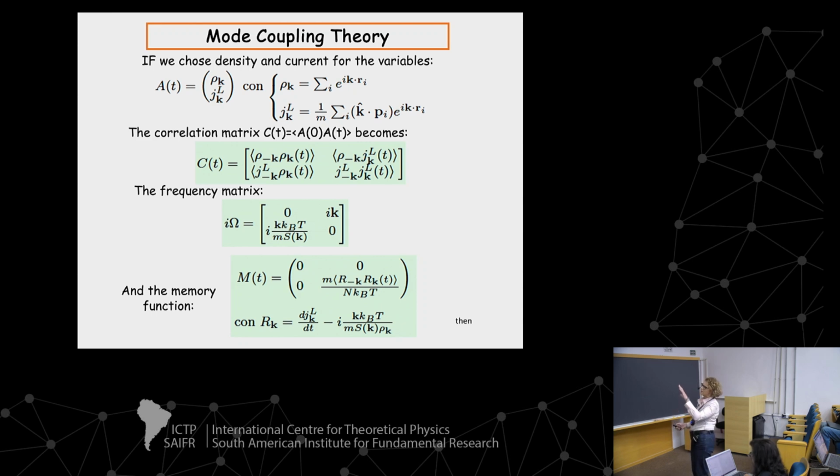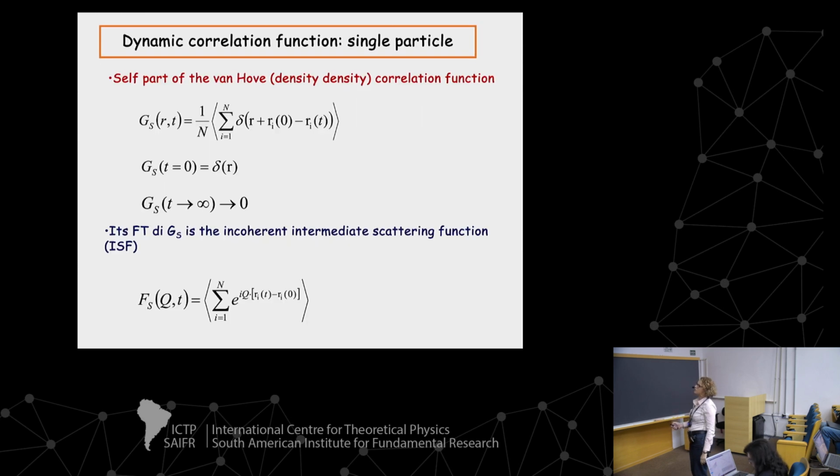So now we need to see how we can explicitly put this m of t in the equation. Let me remind you, for justifying this behavior, that we are thinking about the self-intermediate scattering function, so the density-density correlation function. We saw that at t equal to 0 it is a delta, and as t goes to infinity it goes to 0. Its Fourier transform is the incoherent intermediate scattering function, given by this equation.